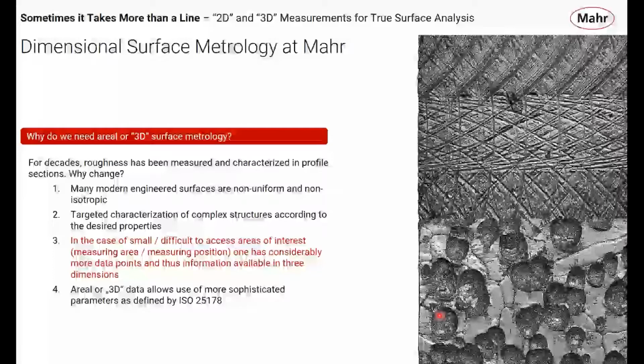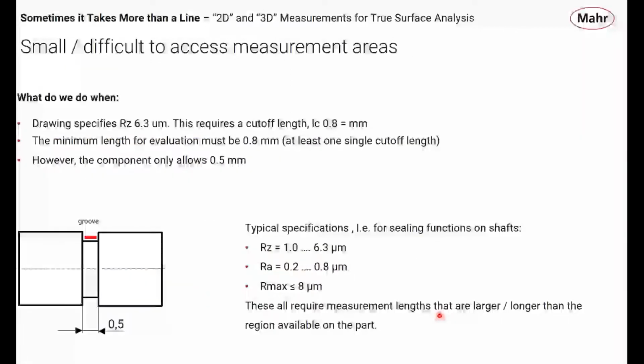Third topic for this is when we have very, very small surfaces, how do we deal with that? We can use our 3D surface metrology to deal with those very small surfaces. So let's take a look at an example when that might be important. The drawing that I have here, my little sketch down there, is supposed to represent a shaft with a groove for a seal, or a groove for an O-ring on it.